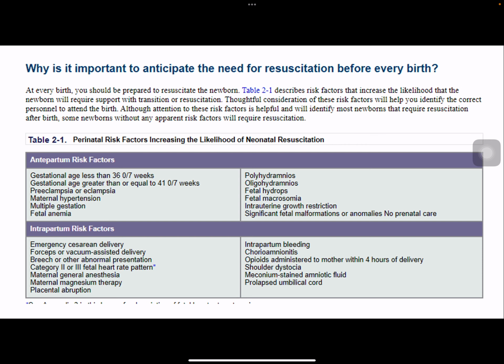So why is it important to anticipate the need for resuscitation before every birth? At every birth, you should be prepared to resuscitate the newborn. This table describes the risk factors that increase the likelihood that a newborn will require support with transition or resuscitation. Thoughtful consideration of these risk factors will help you identify the correct personnel to attend the birth. So we'll go through these risk factors. There are antepartum risk factors and intrapartum risk factors.